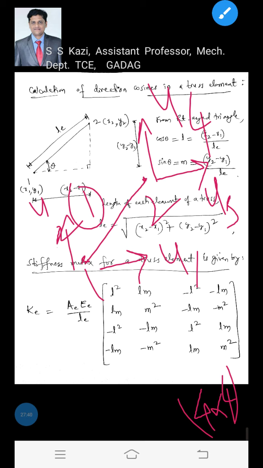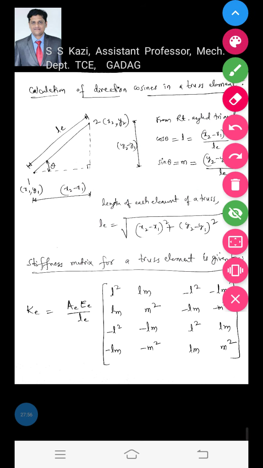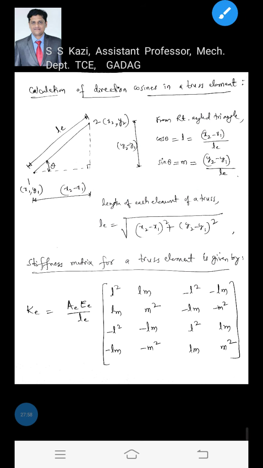Totally for a single element of a truss structure having two nodes, how many unknowns we have totally? At node 1 two unknowns x and y, and at node 2 we have two unknowns x and y. Hence total number of unknowns for a single element we have 4 unknowns. For a single element of a truss we have 4 unknowns, that is 4 DOFs. Hence order of the matrix will be 4 cross 4. This is one of the properties of the stiffness matrix.